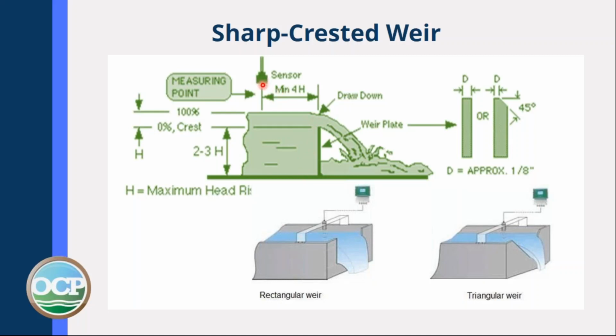Your level where you are going to take your depth, here is an ultrasonic sensor, has to be at least 4 times this maximum height. So you're not going to put this sensor down here. It's not going to work that well. This area under here, the water just can't trickle down. It has to flow over, and you need at least an air gap under this plate for this to be measuring the flow accurately.